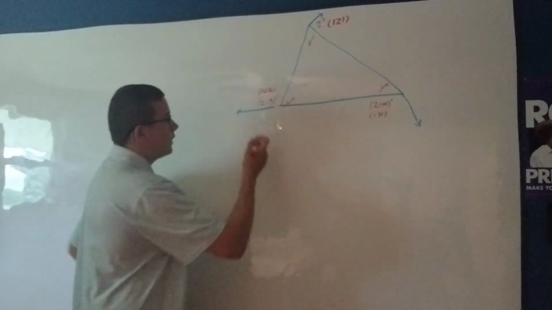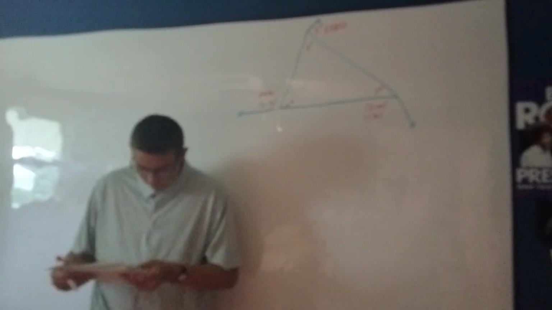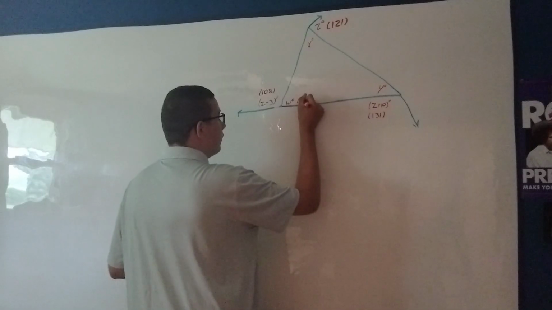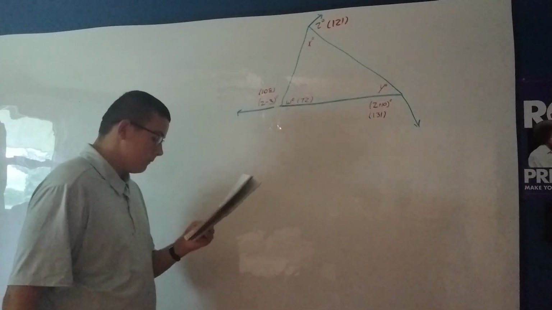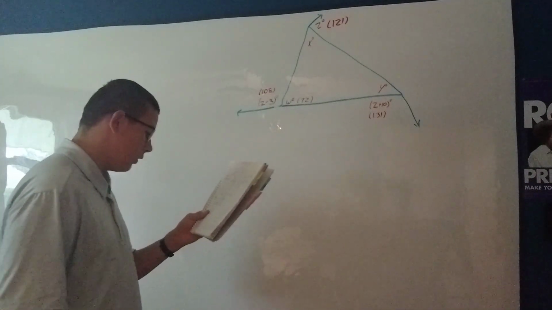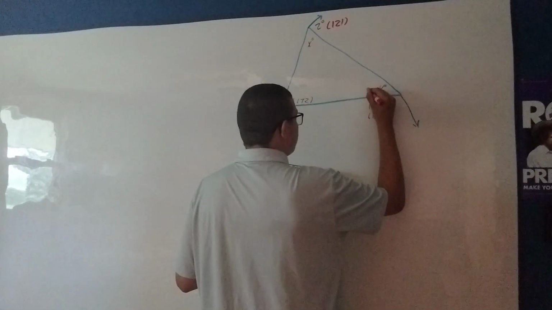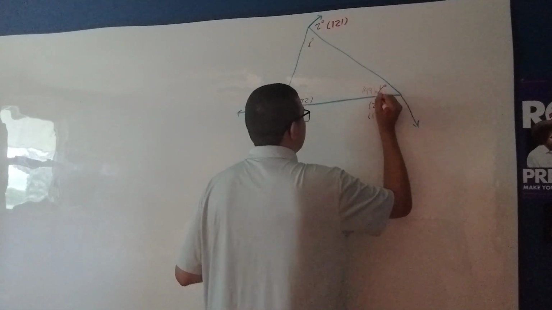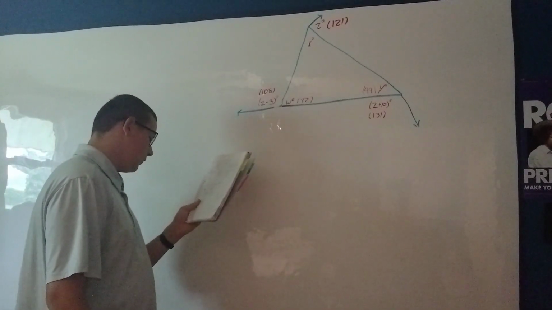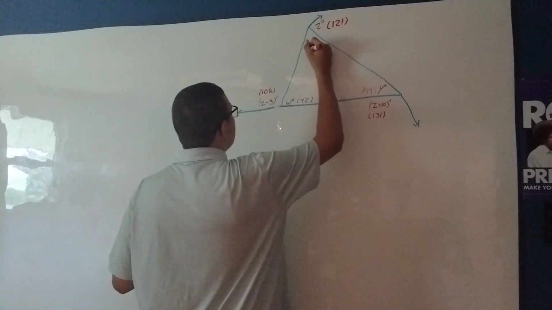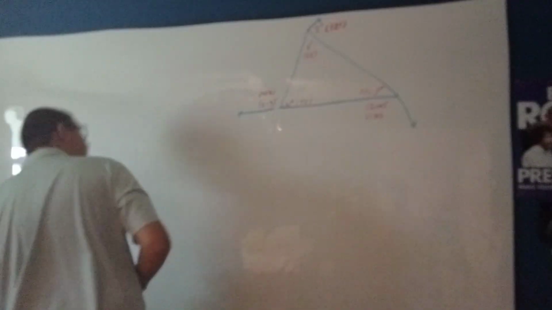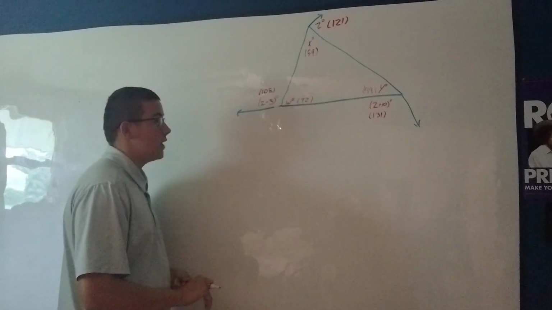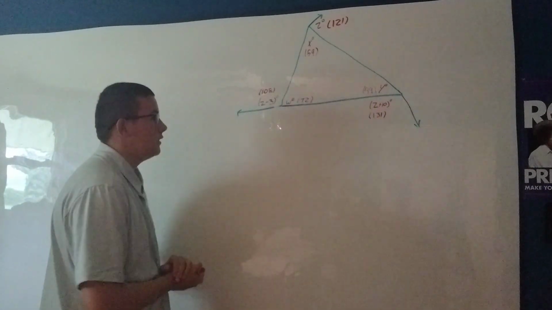Right? So here we can do 180 minus the 108, so W equals 72, like that. Then Y would be 180 minus 131, which is 49. And then X would be 180 minus 121, or 59. Yeah, like that.